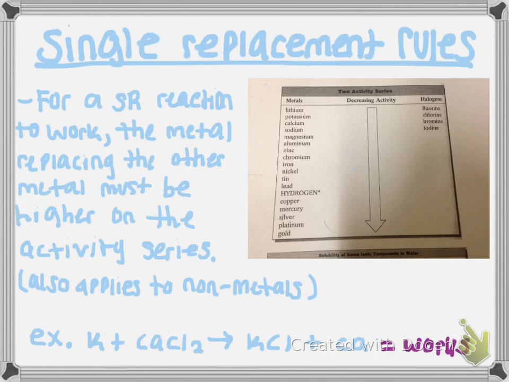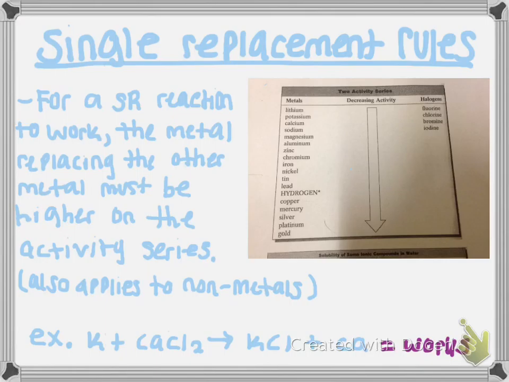Single replacement rules. For a single replacement reaction to work, the metal replacing the other metal must be higher on the activity series. On the right, it's kind of small, but you can see the activity series. At the top, going down, it decreases. This also applies to nonmetals, but I used metals as an example here.